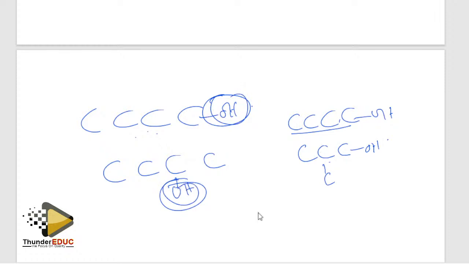And then if I have 1, 2, 3, and then I put it here, and then I put it here, like that, what is going to happen to this? If I compare this with this, it becomes positional isomer. If I compare this with this, it becomes positional isomer. You understand?